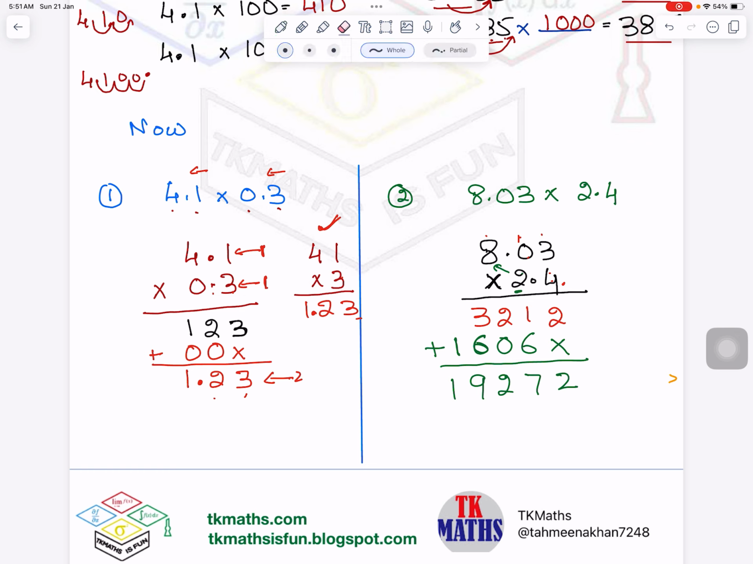Now let me clear out this picture. So now in the first number, which is 8.03, decimal is after 2 digits. I'm seeing from right to left. In the second number, decimal is after one digit. 2 plus 1 is 3. So I will put decimal after 3 digits. 1, 2, 3. This is my answer, 19.272.